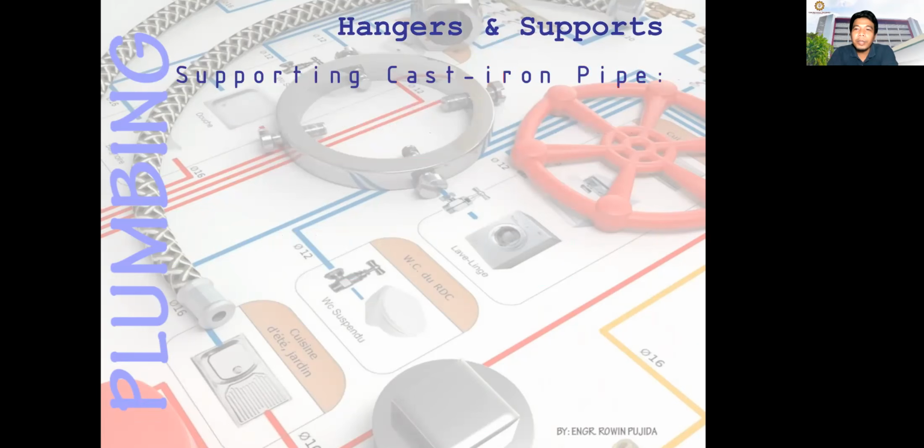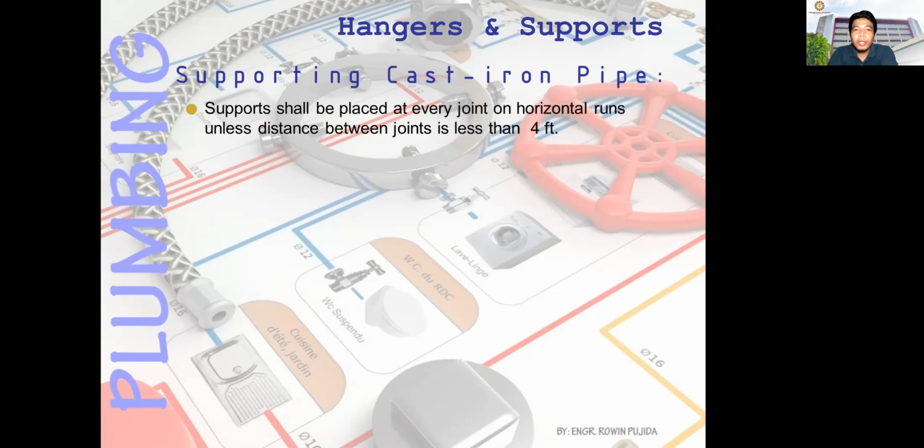Since all pipes should be hangered, it depends on the pipe material used. For example, if you use PVC pipe, you can have a hanger or support at 2 to 3 meters. And then for cast iron, you have 1.5 meter distance between supports or hangers. Supporting cast iron pipe, supports shall be placed at every joint of horizontal runs unless the distance between joints is less than 4 feet or 1.2 meters.